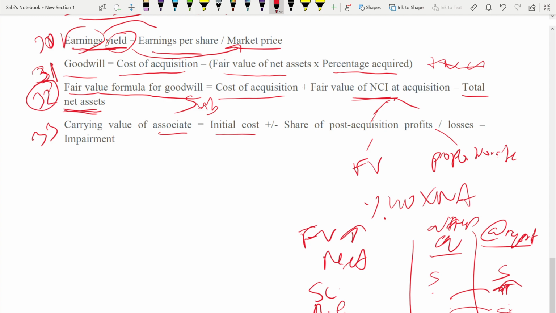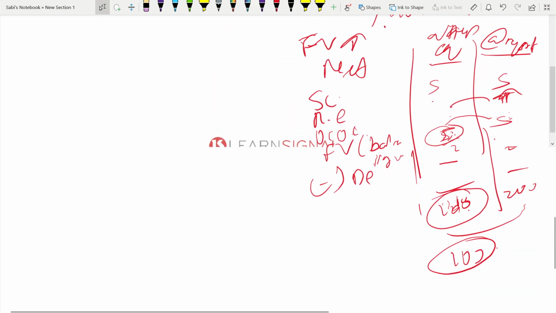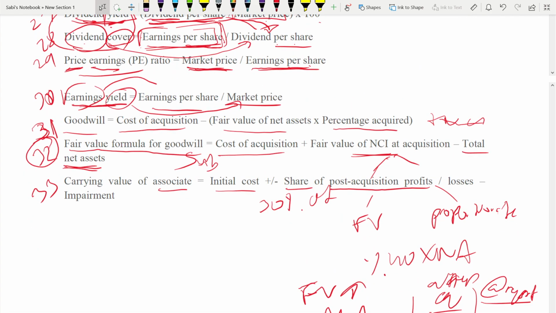Share of post-acquisition profit. Share means what? Let's say your associate is 30%. Less than 50% is associate, right? 20 to 50%. So 30% of post-acquisition profit. Which post-acquisition profit are you taking? This post-acquisition profit, this 100, the difference between net asset 100 and 200. On that 100, you are taking 30%. You see that net asset table is very useful for so many things. Usually that comes as working number 2. After your group structure is working number 1, number 2 is net asset. Number 3 is then your goodwill, NCI, rest all follows. Retained earnings, everything. Okay.